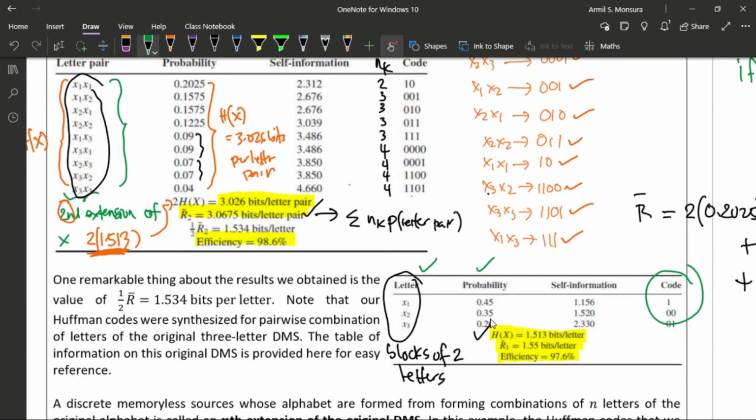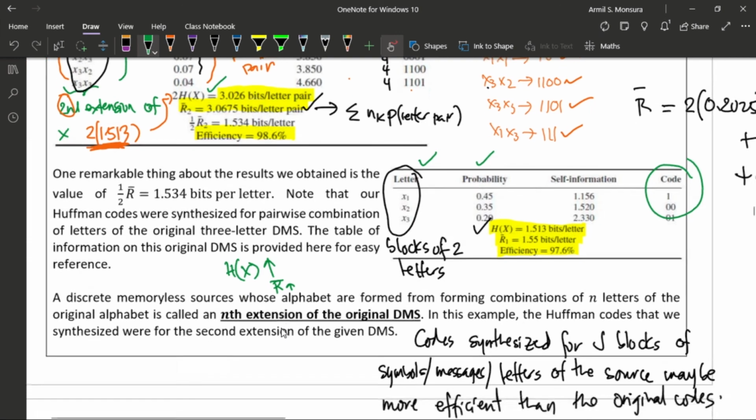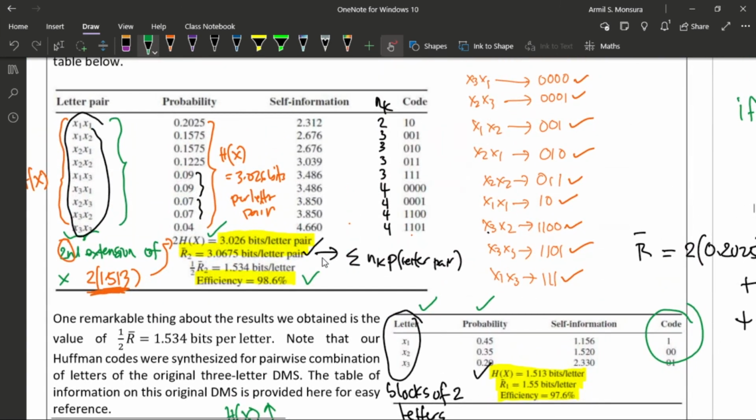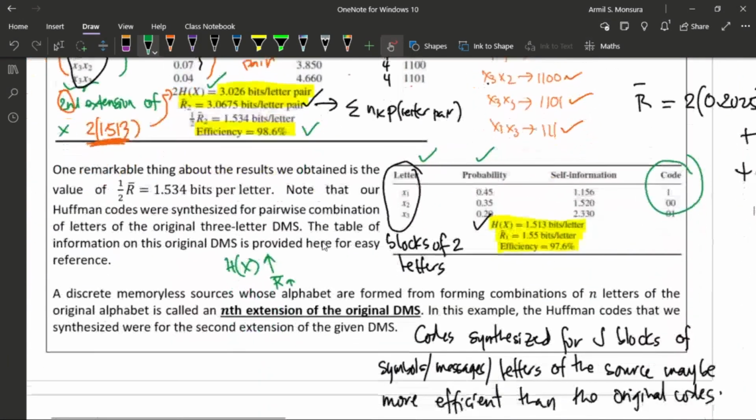You can see that, since this is the second extension, you would be doubling the entropy. But as you can see, the average code word length would not be doubling. It is actually less than double. So the entropy increased, but the average code word length did not increase by much. Therefore, our codes become more efficient for the second extension of your DMS. So that's the thing we talked about at the start of this example.